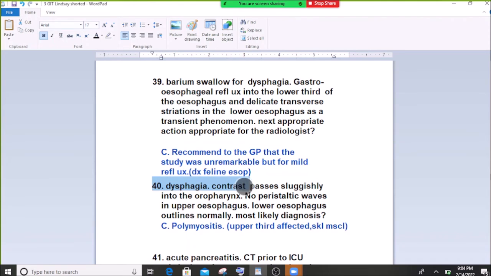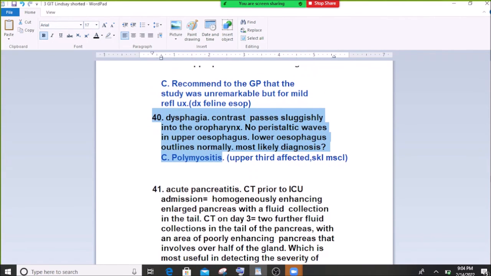Question 40. Dysphagia. Contrast passes sluggishly into the oropharynx. No peristaltic waves in the upper esophagus. The lower esophagus outlines normally. Most likely diagnosis is polymyositis. Polymyositis and dermatomyositis affect the upper third of the esophagus, because the upper third of the esophagus has skeletal muscle. So the upper third shows no peristaltic waves, but the lower esophagus is normal. So the most likely diagnosis is polymyositis or dermatomyositis.